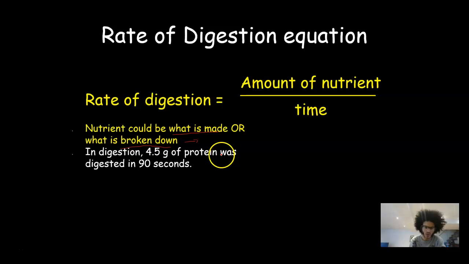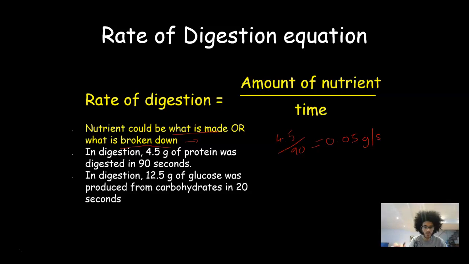So, for example, if you have a question like 9.5 grams of protein was digested in 90 seconds, your rate would be 4.5 divided by 90. If I get my calculator out, 4.5 over 90 would be 0.05 grams per second, which is an astonishing rate of digesting protein.